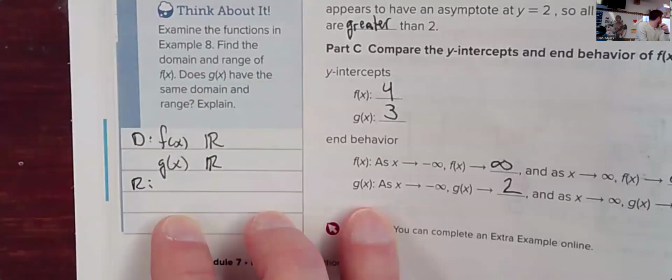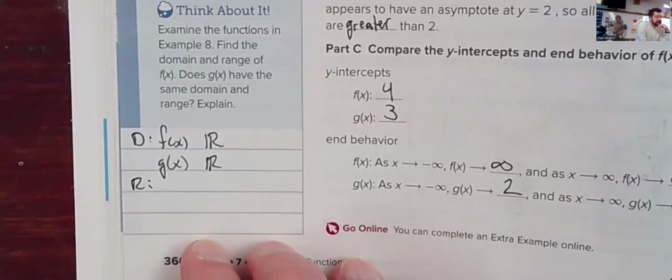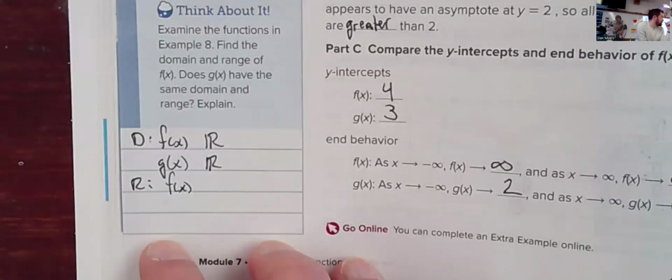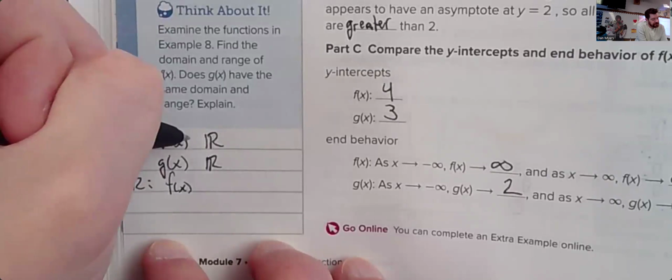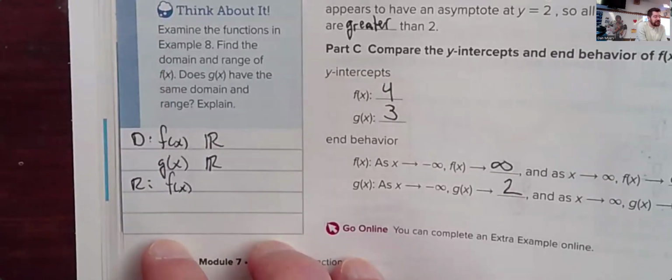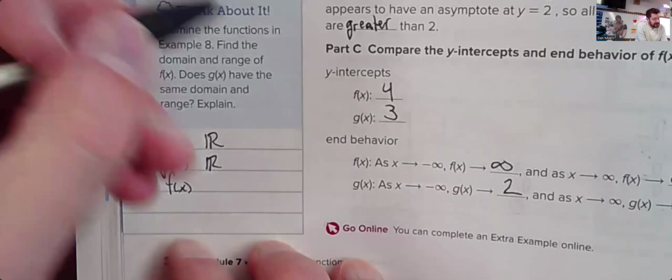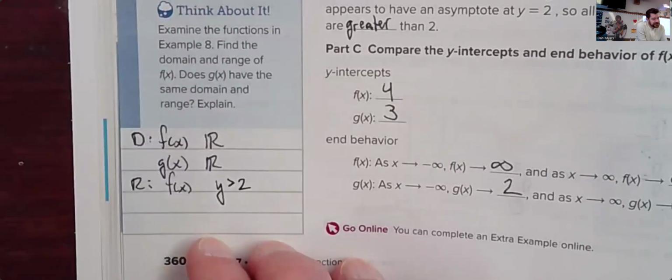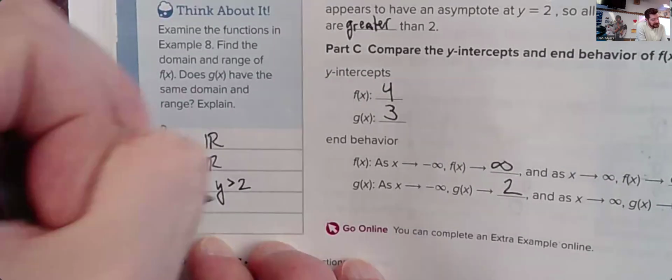All right, the range this time for f of x. Thoughts on that? The range for f of x. Okay, so what about 2? Does it reach 2? Does the bottom graph get to 2 on the y-axis? Yeah, it does. So it would be greater than or equal to 2.